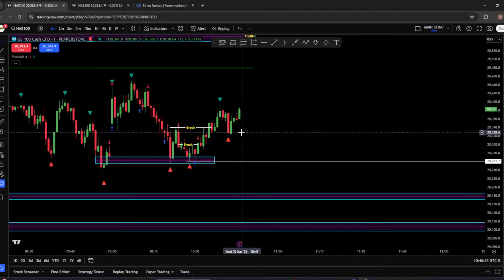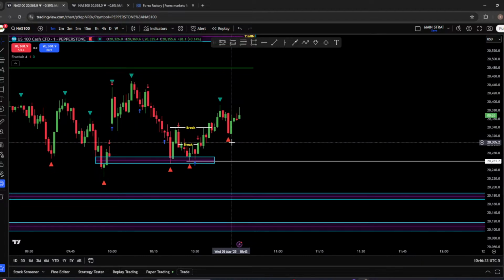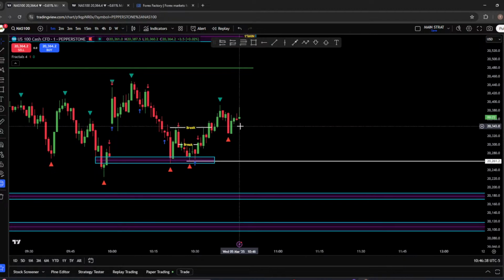That'd have been another trade that I missed, but really just didn't see anything besides that order block there.